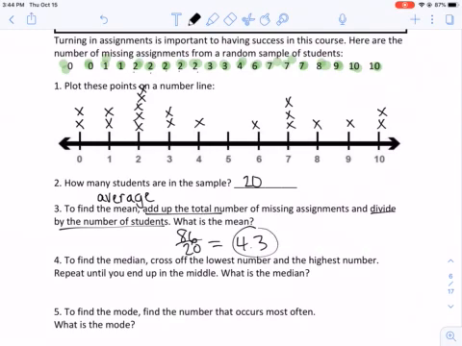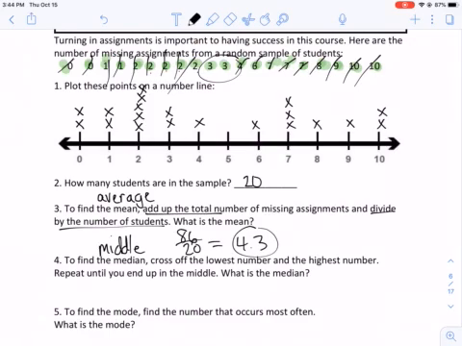Now the next one we're going to find is the median. Another word for median is middle. The median is in the middle of the road is a nice way to remember it. So you cross out low and high until you get to the middle. So my lowest is 0 and 10, and I just keep doing this until I get to the middle. All right, so it looks like both of my middle numbers are 3.